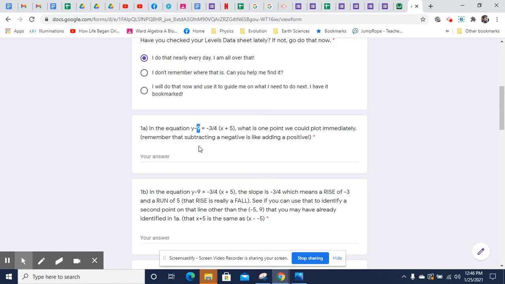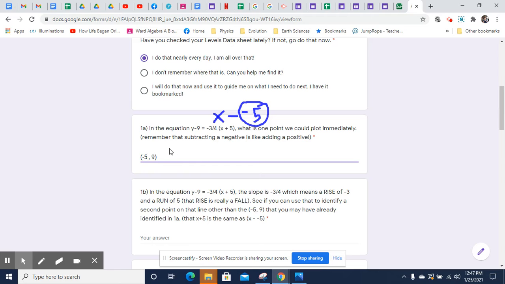Well, we can easily plot this. We can put in the y value, which is definitely 9. And some of you might be a little thrown off by this x plus 5. But x plus 5 is the same as x minus negative 5. So this here, negative 5, is the other part of that point. That's the x value. So negative 5, 9 is your point.